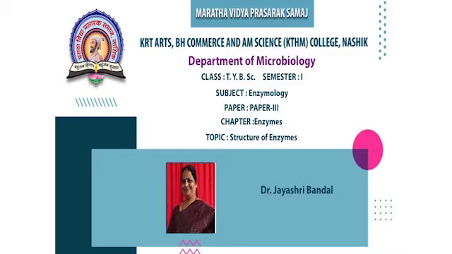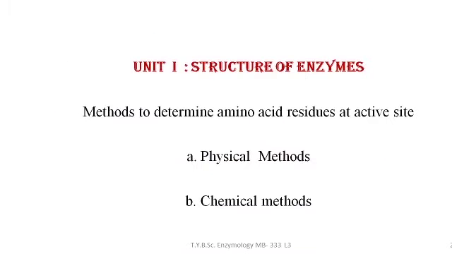Today is the third lecture of the course 3 MB333 Enzymology. We have started studying the topic 1, namely enzymes. To be very precise, we are studying the unit 1 of the topic 1, structure of enzymes. And in this topic, we are going to study the methods that are used to determine the amino acids at the active site of an enzyme.